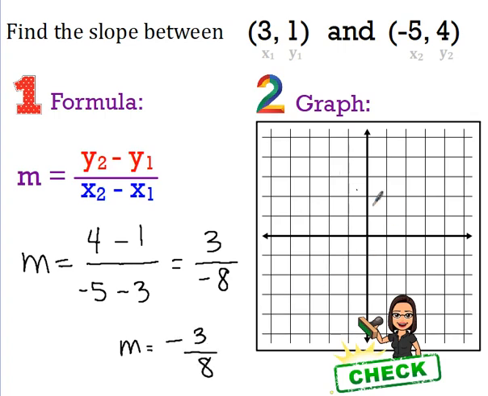And we can actually use a graph to check our answer. If I graphed a point at (3, 1) and one at (-5, 4), you'll see that for sure I go down 3 and over 8, and that would be my line.